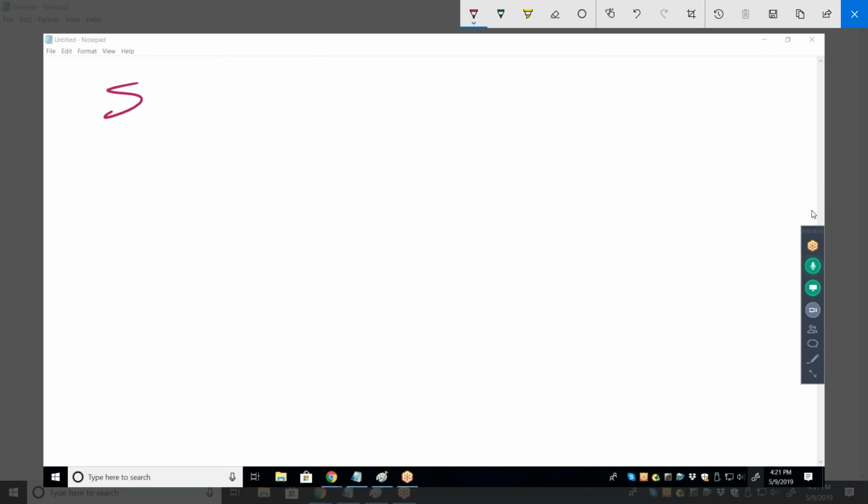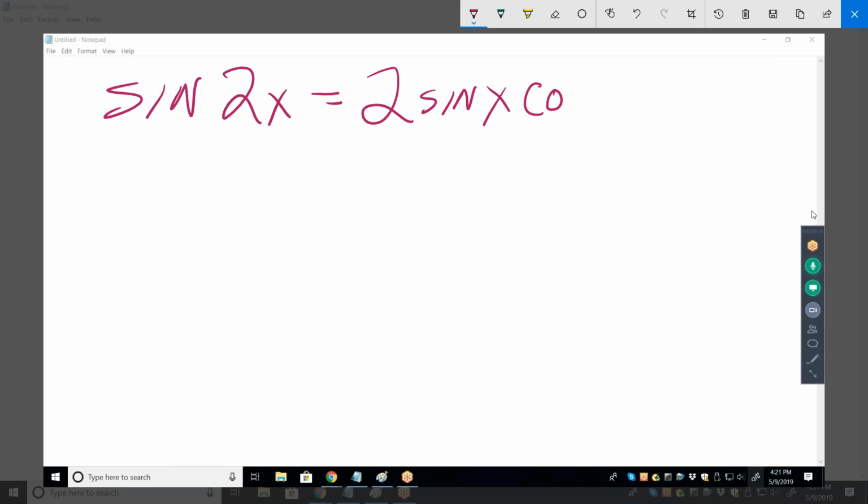The next are the double angle formulas. What's that one? 2 sine, go ahead. So 2 sine of x. You always need an argument. Yeah. And then times cosine of x. That's it. It's the only one we know of.